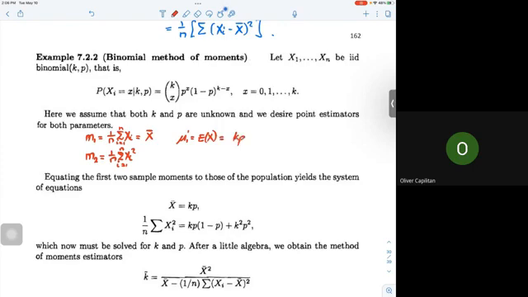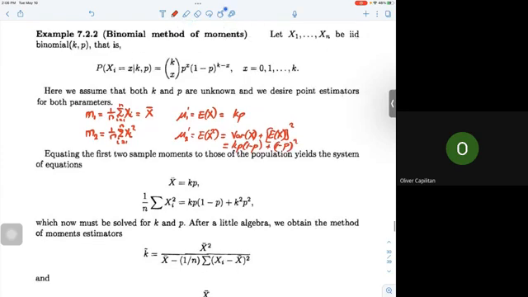Okay, the number of trials times the probability of success p. And then the second population moment, mu sub 2 prime, we have the expectation of x square, and this is equal to the variance of x plus the square of the expectation of x. Okay, so in this case, the variance of x, we have k, the number of trials, k times the probability of success, p, times the probability of failure, 1 minus p, and then plus 1 minus p quantity square.